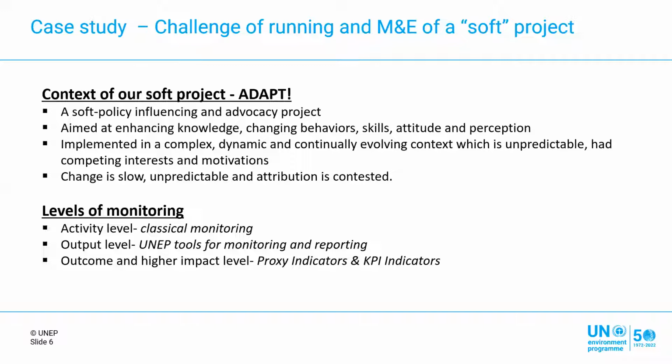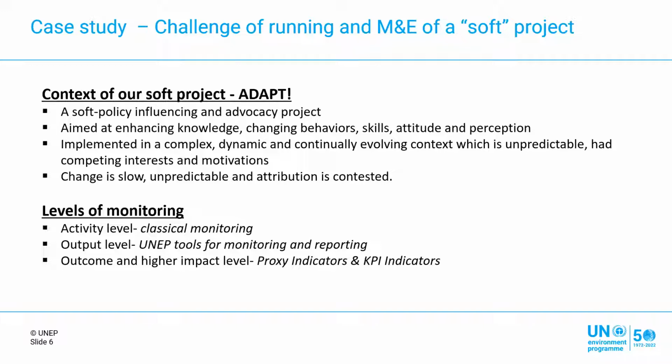As you see, these are the enthusiasm part of Murphy's 6 phases of project. And it was implemented in a very complex, very dynamic, and continuously evolving context, as I described earlier in the previous slides. It was totally unpredictable. There were many competing interests of different counterparts, different beneficiaries. There were different motivations, different expectations. And when you have objectives of enhancing knowledge, changing behaviors, that change comes very slow. And the attribution to your interventions is contested. So that was a hard context that we were trying to work on.